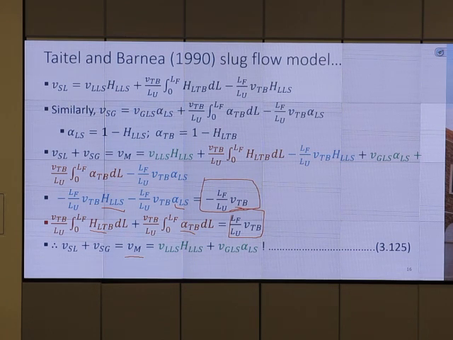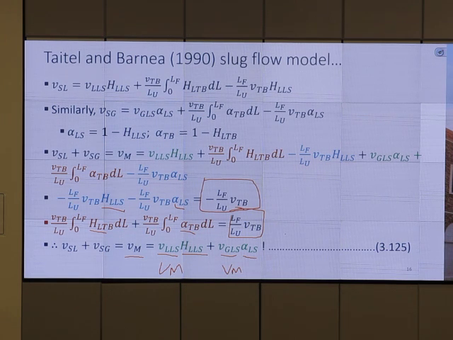So for double Hubbard, we would use what? Instead of VLS, we use Vm, right? Or Vs, they are the same. Vm multiplied by HLOS plus VTLS is Vm, right? Because they are the same. Vm multiplied by alpha LS. So take Vm out, we get Vm multiplied by H plus alpha. H plus alpha is 1, so Vm equals Vm. So this equation is also valid for the double Hubbard case. Now you're good? Okay.